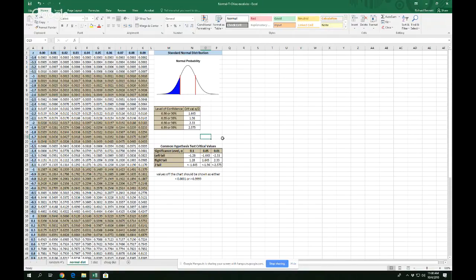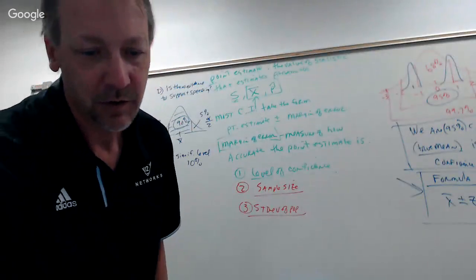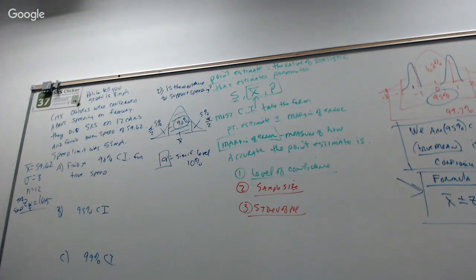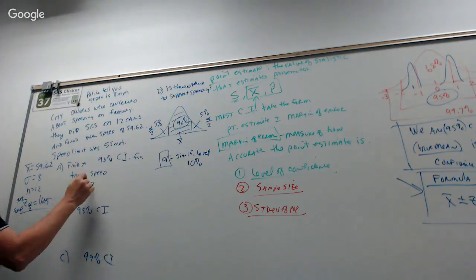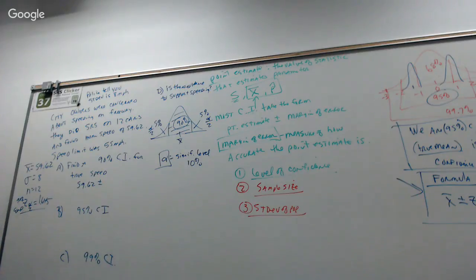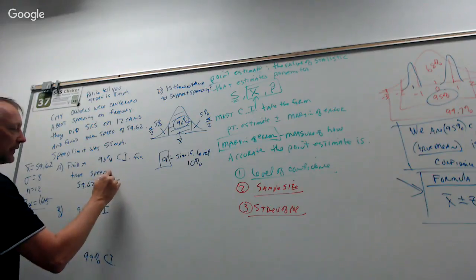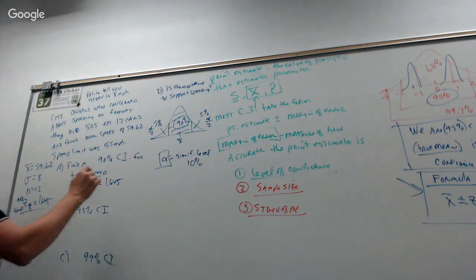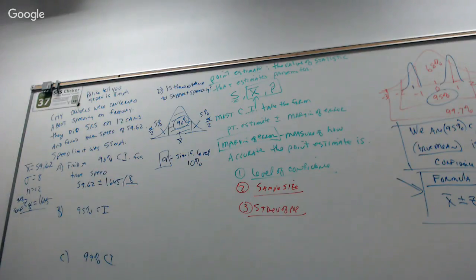Gentry, can you plug all of these numbers into this equation right here? Okay. Let's stop sharing. We're going to come back to the board. 59.62 plus or minus 1.645 standard deviations away, times 8 divided by the square root of 12.